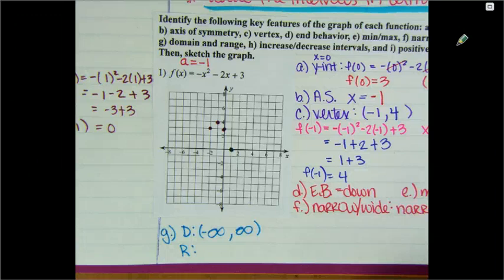Don't forget to draw what through the middle? The axis of symmetry. Will I mark you wrong if you don't have it? Yes. All right. So what is our range? Negative infinity to positive 4? Yes.